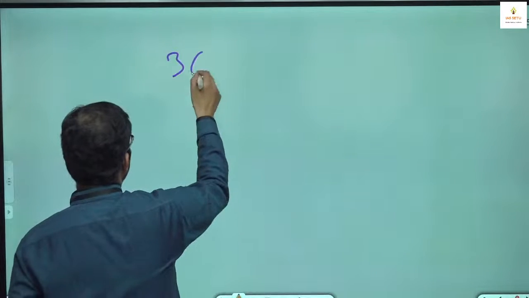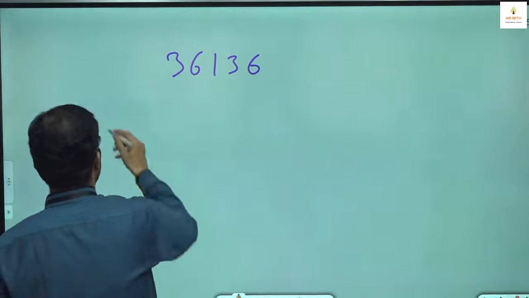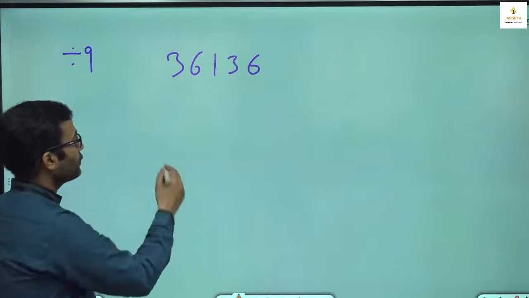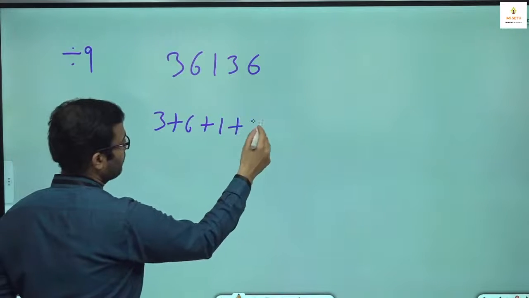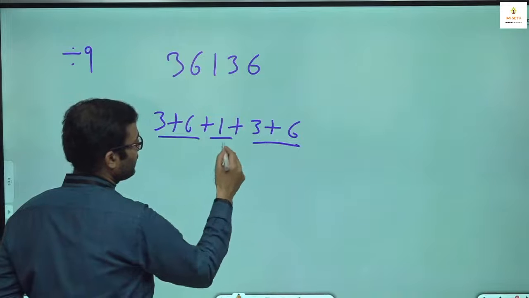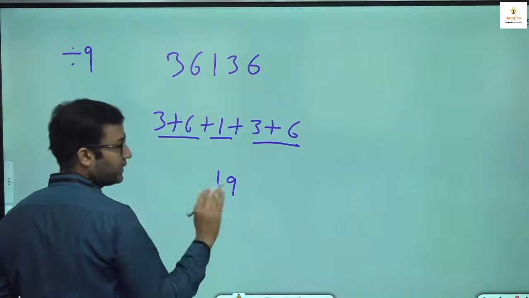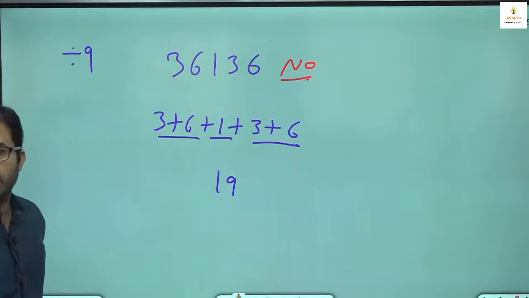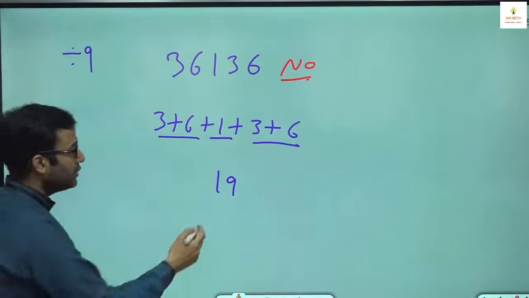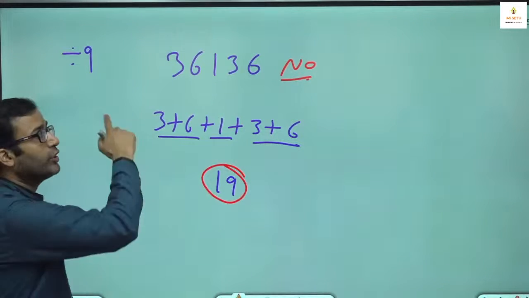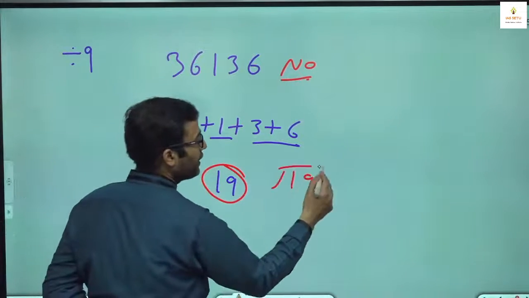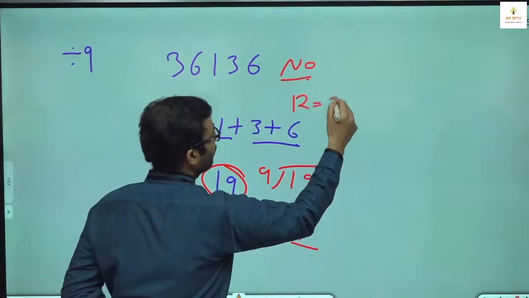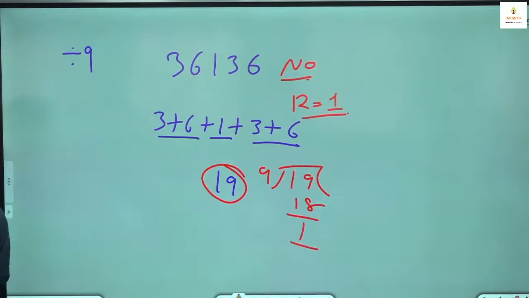Like if I ask you 36,136 and we have to check whether this is divisible by 9, yes or no. No, because 3 plus 6 plus 1 plus 3 plus 6, 9, 9, 18, 19, and here 19 is not a multiple of 9. If it is not divisible, we need the remainder, and our shortcut is for the remainder. This itself is more than sufficient. No need to check the complete number. 19 divided by 9, what is your remainder? 1. So here this complete number gives you remainder 1.